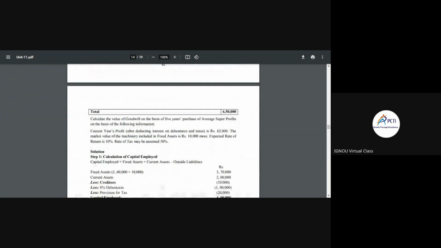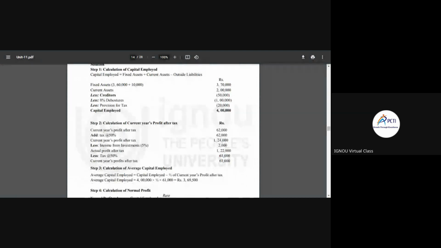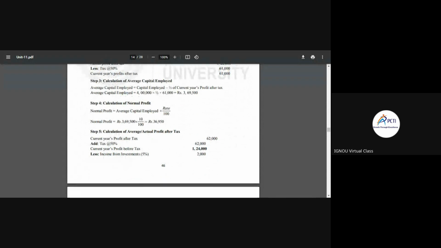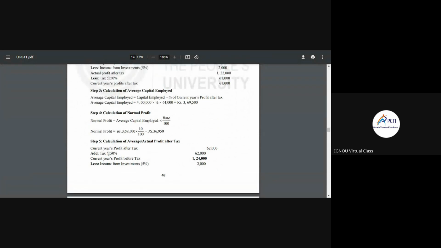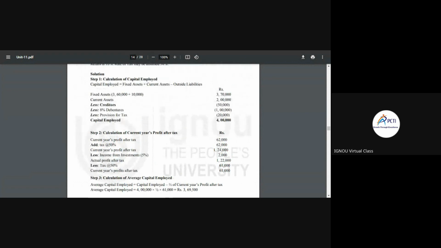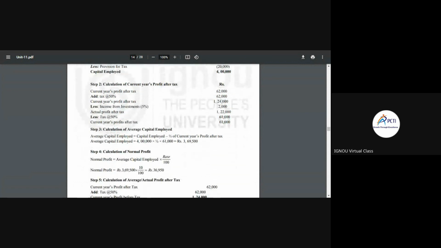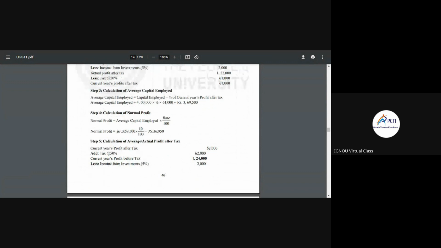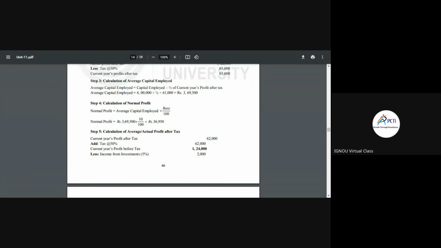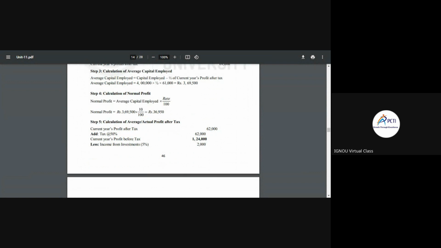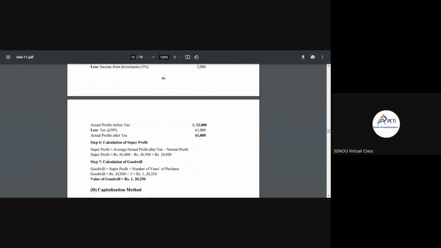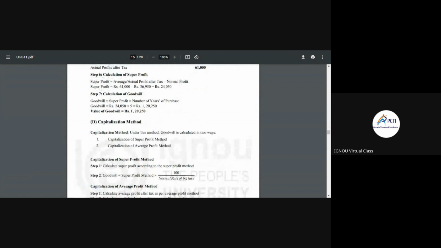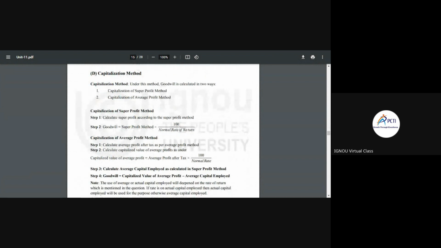In the same way, we have this illustration also, which you need to practice at home. These are the steps. First is to calculate capital employed. Second, calculation of current year profit after tax. Third, average capital employed. Fourth, normal profit. Fifth, average actual profit after tax. Sixth, you need to calculate super profit. Seventh, calculation of goodwill.